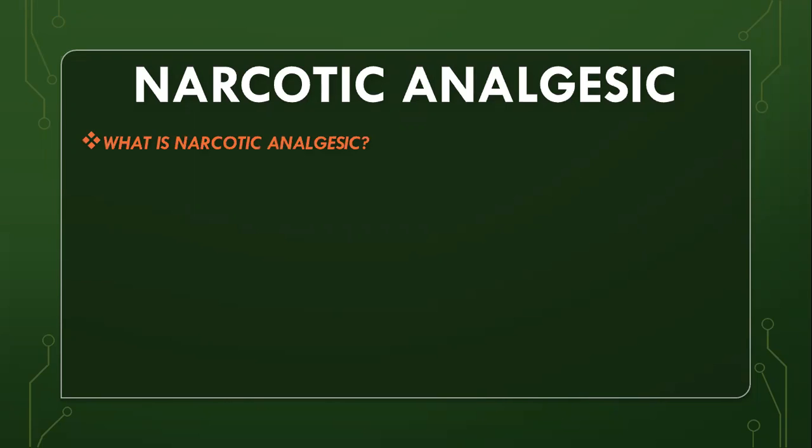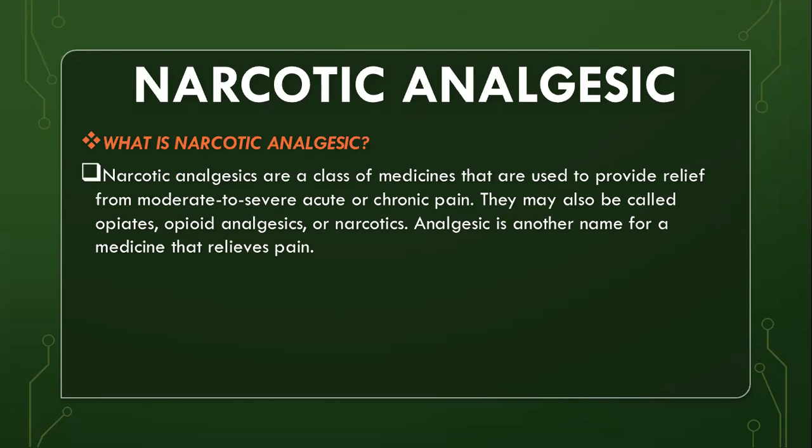First we have to know what a narcotic analgesic is. Narcotic analgesics are a class of medicine that are used to provide relief from moderate to severe acute or chronic pain. They may also be called opiates, opioid analgesics, or narcotics. Analgesic is another name for a medicine that relieves pain.